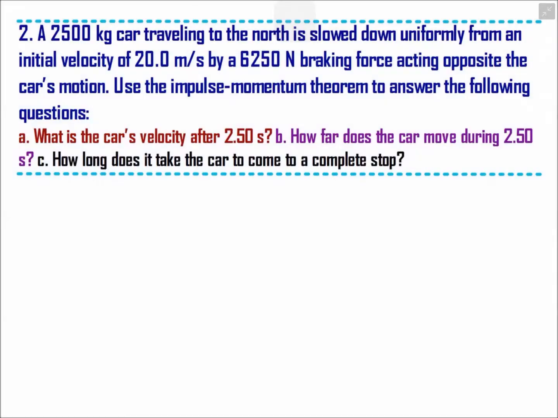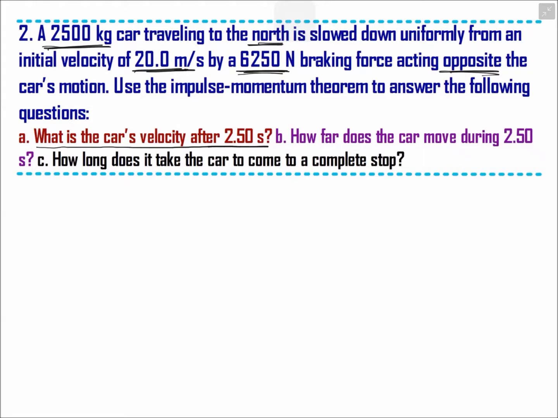Hello, welcome everyone. In this question it says a 2500 kilogram car traveling to the north, so positive direction, is slowed down uniformly from an initial velocity of 20 meters per second by a braking force of 6250 newtons acting opposite to the car's motion. Use the impulse-momentum theorem to answer the following questions. At A it says, what is the car's velocity after 2.5 seconds?